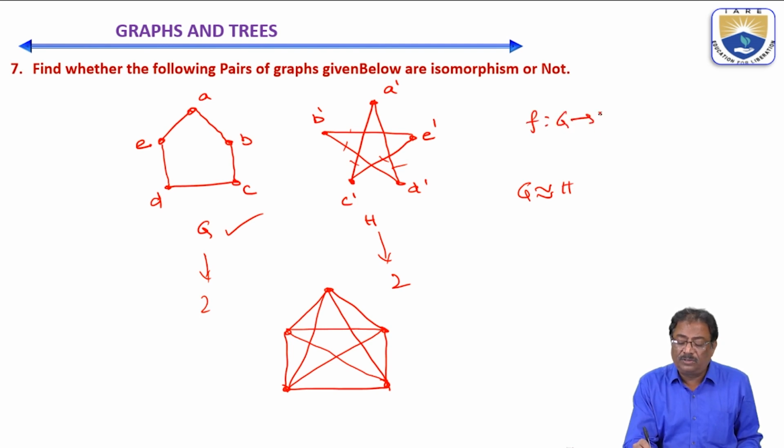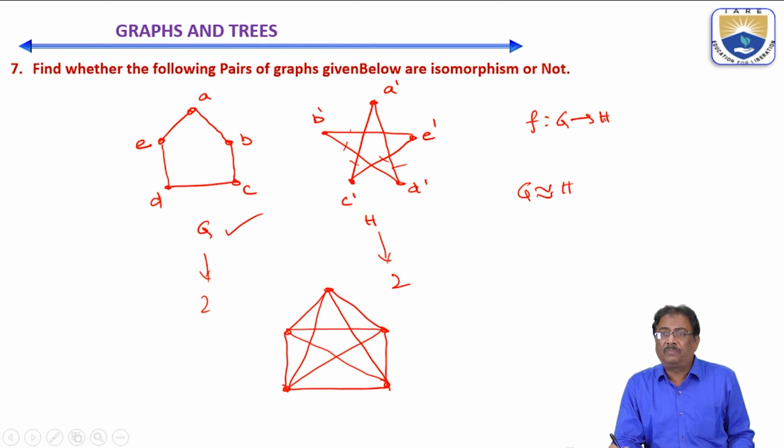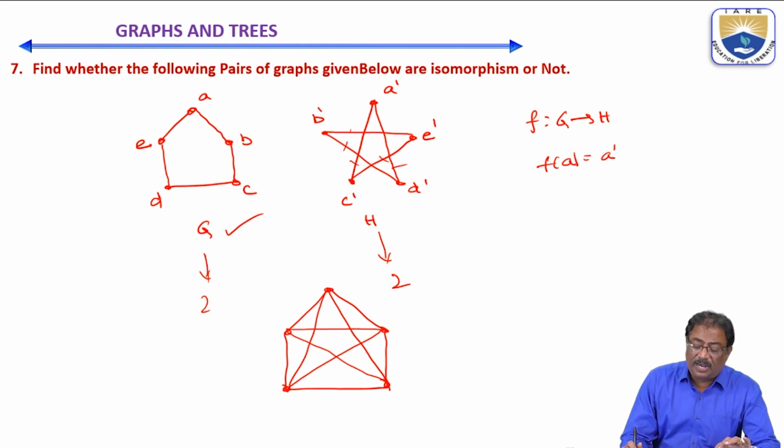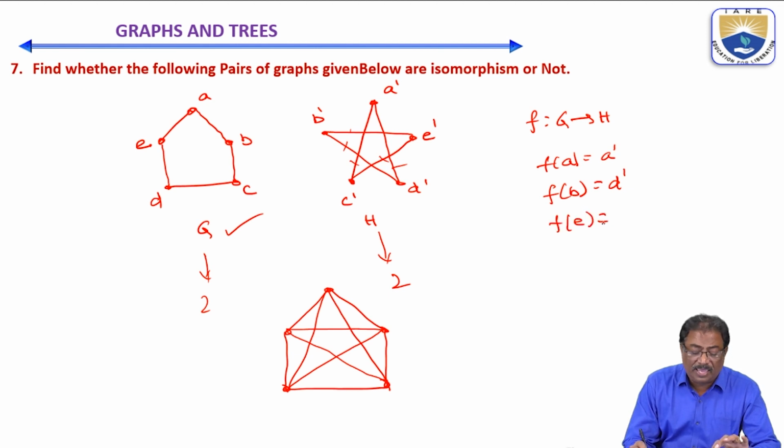So the function f is from G to H, and in whatever manner you are going to map, f of A is equal to A dash. Taking B, F of B: here A is adjacent to B, and A dash is adjacent to D dash. And next another one is F of E, which I am going to take as another adjacency, C dash.